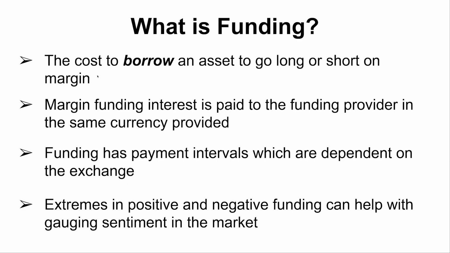Now, knowing that it's the cost to borrow an asset to go long or short, and it's a cost associated with margin trading on these derivatives exchanges, if there is a large discrepancy, let's say that longs are paying significantly to be long or shorts are paying significantly to be short a position, well, the extremes in positive and negative funding can help with gauging sentiment in the market. So what do we mean by this?